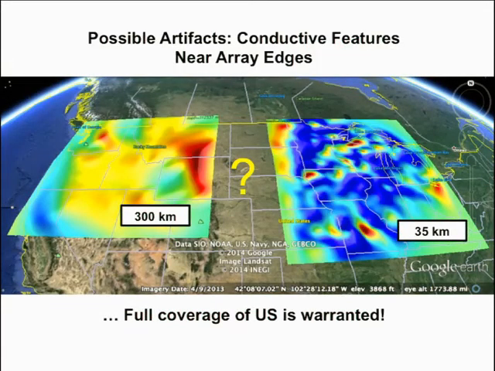I guess there's some artifacts in this picture that I just showed here. There's high conductivities outside of the area of the array, and there's very high conductivities at great depth in this array, and both of these things are on the edge of our coverage. There's a big question mark here because we haven't had the data to fill this in. And I would emphasize that we know for a fact that there's a whopping conductivity anomaly associated with the Trans-Hudson orogen in this area, and I think full coverage of the U.S. is warranted.